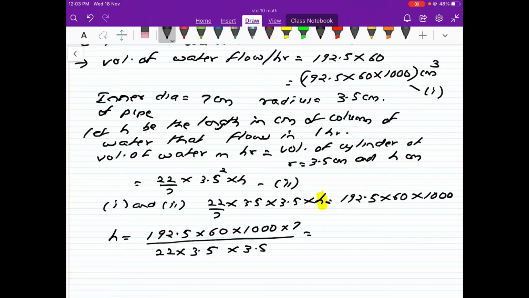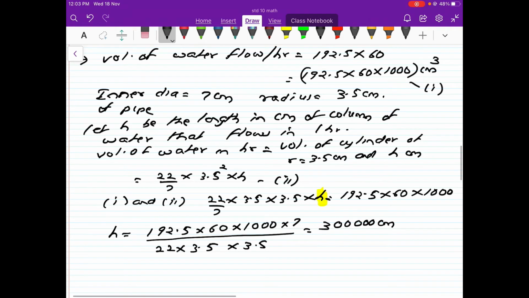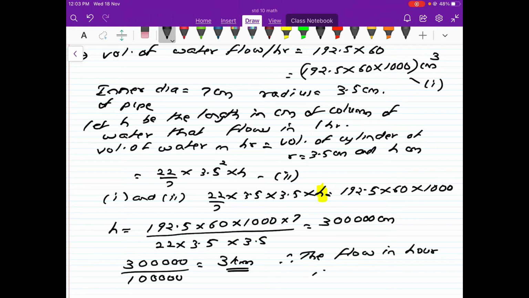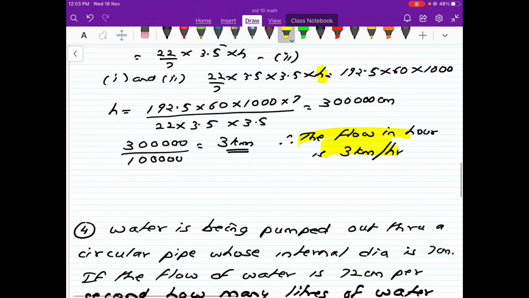When you calculate all this, we are getting 3 lakh centimeters. Now if you want to convert to kilometers, I have to divide 3 lakh by 1 lakh, so we are getting 3 kilometers. So this is the flow in an hour. Therefore the flow in an hour is 3 kilometers per hour. So that is the final answer. This was a sum based on conversion.